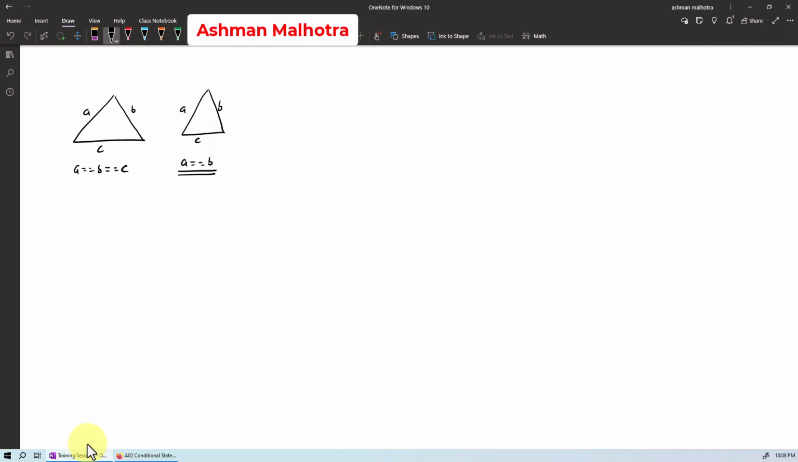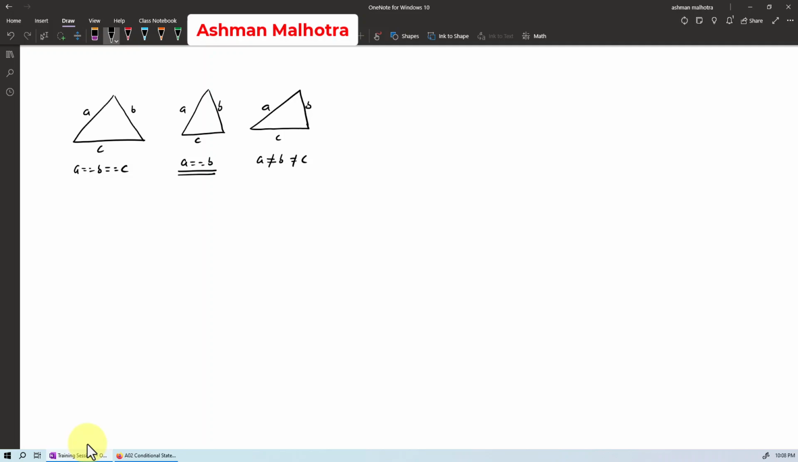And then we have the scalene triangle. A scalene triangle is one whose sides are all of different dimensions. So none of the sides will be equal to each other. A is not equal to B, which is not equal to C. All the dimensions are different.